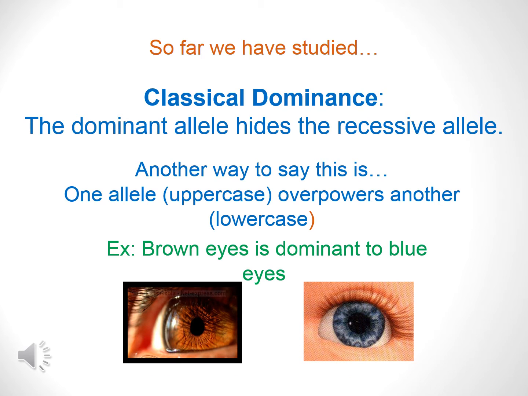So you don't have to write down the slide except for the part that defines classical dominance. We've studied classical dominance already, and classical dominance states that some alleles are dominant and they hide the recessive allele. In other words, the allele we use an uppercase letter for hides or overshadows the lowercase, or recessive, allele.